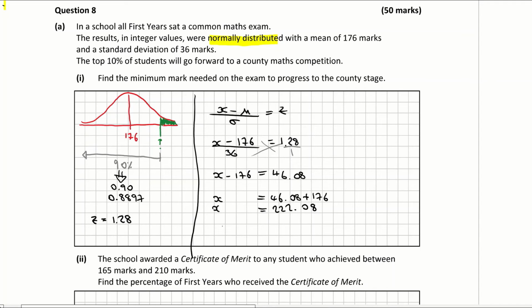222.08. Now the minimum mark though is going to be rounded up. So the minimum mark that you need to receive is 223 marks. Because think about this, if I got 222 marks, I'm still going to be below that 10% that I need. So 223 is the minimum mark needed to progress. Looking now at part 2.